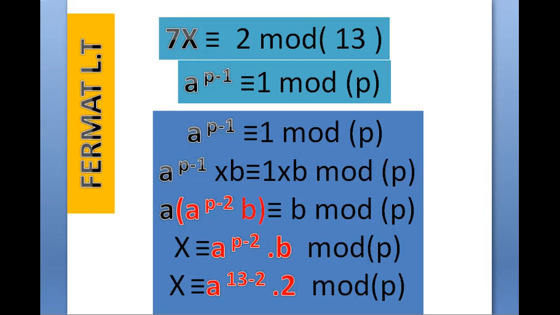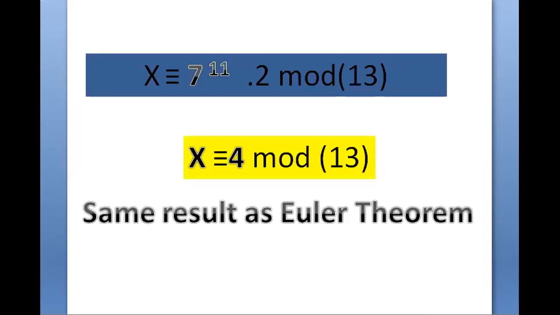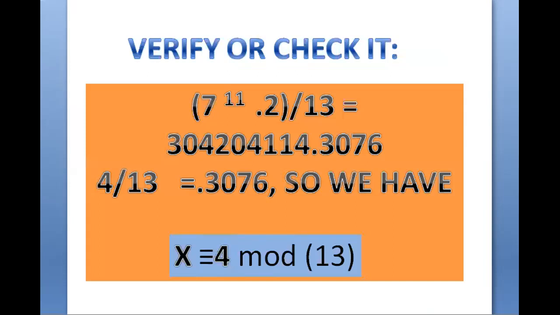We check down here. You can verify 7x, same as Euler's theorem, x ≡ 4 (mod 13). You can verify with 0.3075. So it is the same congruence, mod 13.